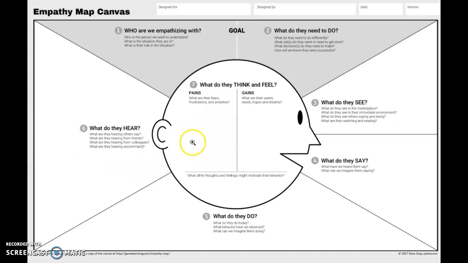Then what do they think and feel? What are their pains, anxieties, and frustrations? And what are their gains? So thinking about the conflict situation that you were talking about, I really want you to address the pains and the gains for that conflict situation.